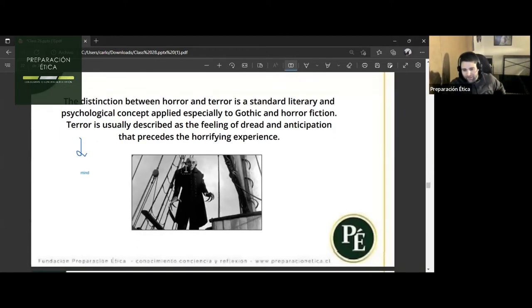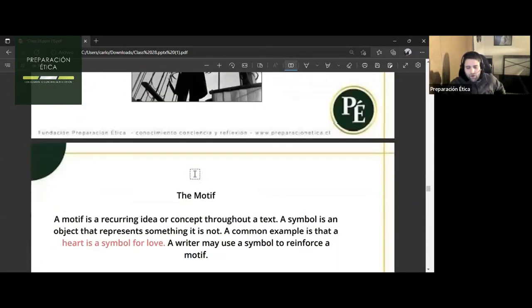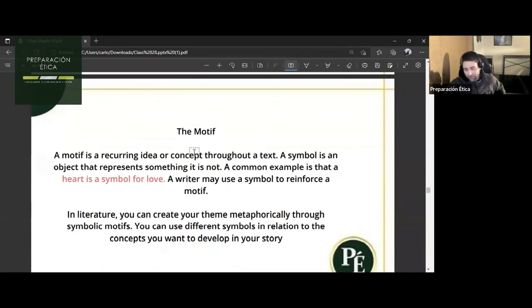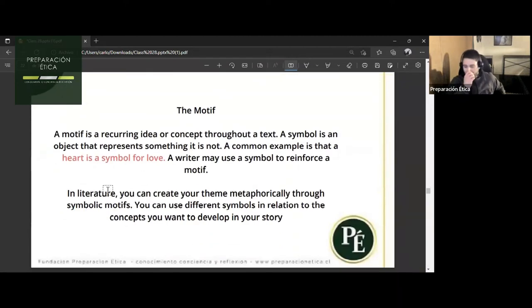And this is a classic as well. I think this is Dracula. So in literature and in movies and in general, we have a literary term. Maybe you have studied this term, the motif. A motif is a recurring idea, like a pattern or a concept throughout a text. It's something that keeps repeating.